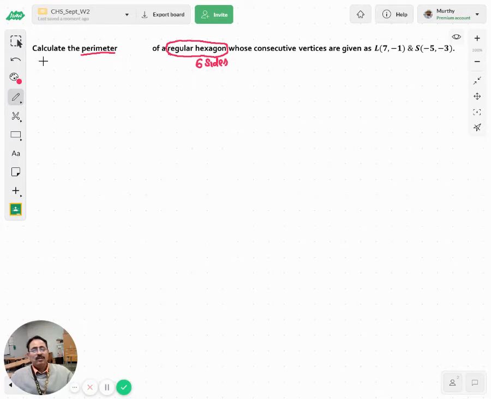six sides. Now let me copy these points L and S here. So let me take the point L, which is 7, comma negative 1, and S, it is negative 5, comma negative 3. I always prefer to label these as x1, y1, x2, y2 in order to avoid confusion. Now let me find the distance formula.